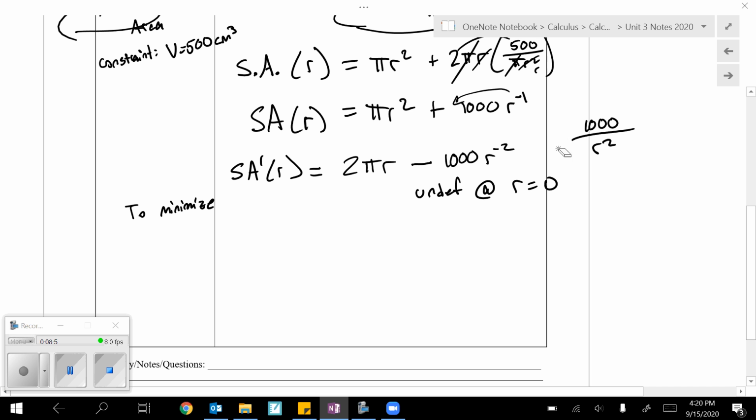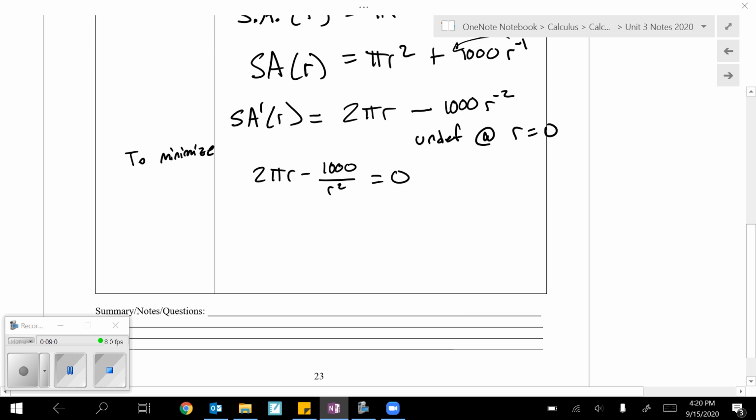And the other one then is going to be where 2 pi r minus 1,000 over r squared equals 0. So let's solve. Let's add it over.